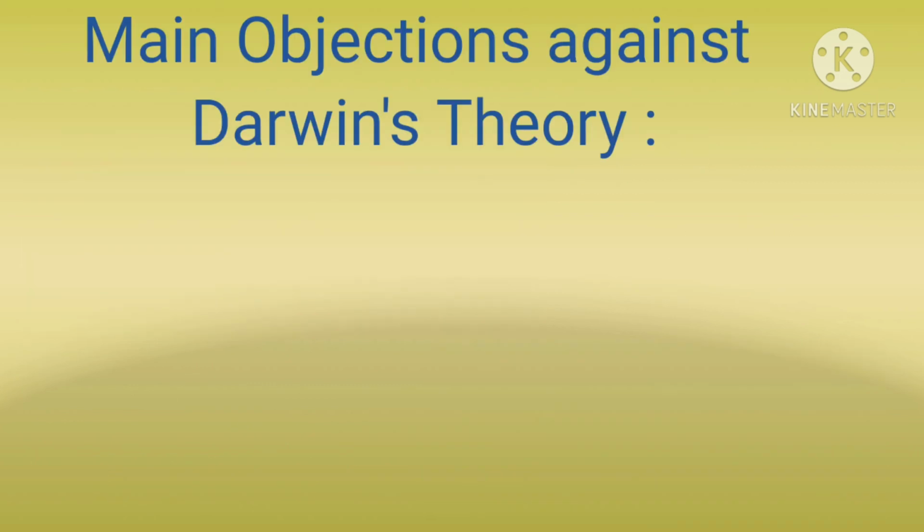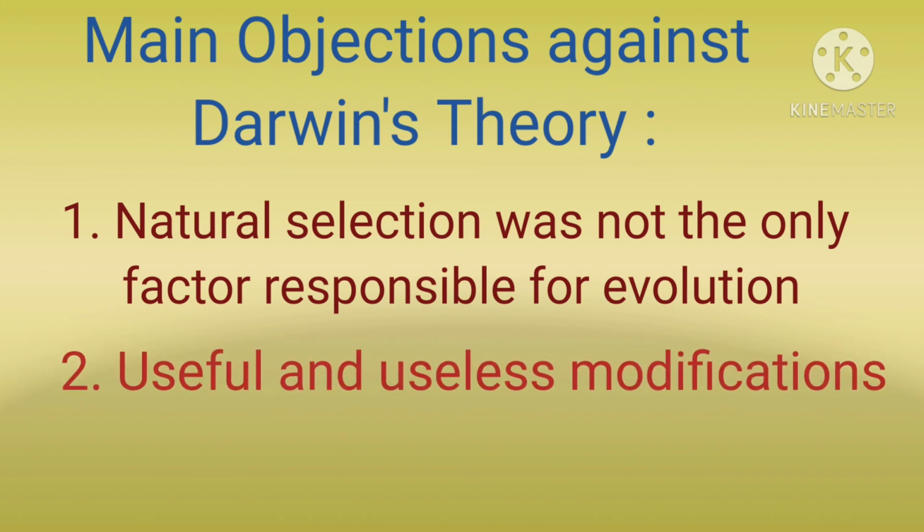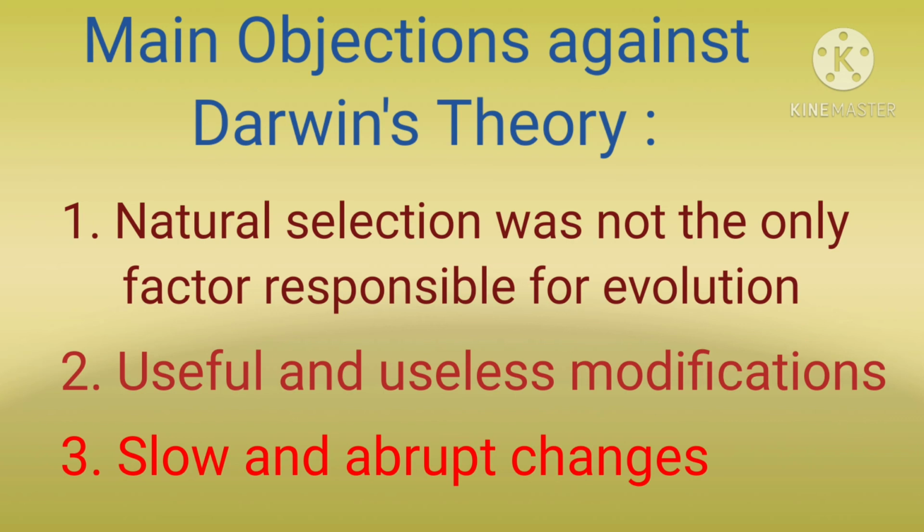Darwin's theory of natural selection was widely accepted for a long duration. However, some objections were raised against the theory. They were: number 1, natural selection is not the only factor responsible for evolution. Number 2, Darwin did not mention any explanation about useful and useless modifications. And number 3, there is no explanation about slow changes and abrupt changes.